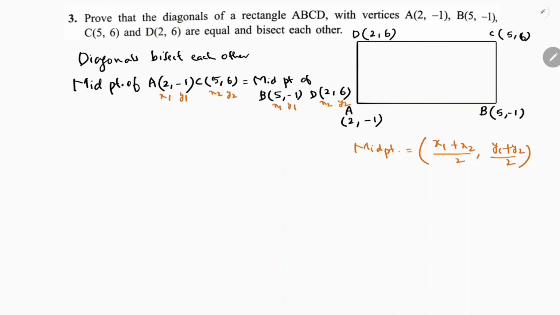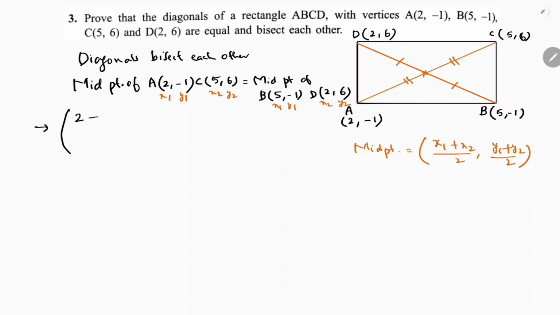So we can say if their midpoints are the same, then diagonals are bisecting each other. Means at the same point they should get bisected. Then the midpoint of AC should be equal to that of BD. Now I'll do here the midpoint of AC.